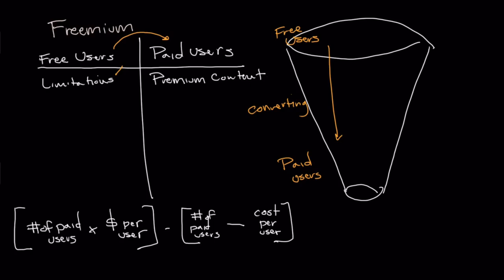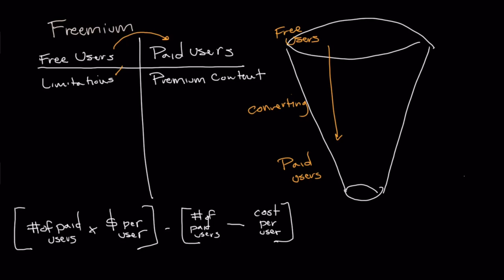Now, from a Spotify standpoint, the cost per user is typically licenses, right? Because every time someone listens to music, Spotify has to pay some type of licensing fee to the studio or the artist as compensation for using their intellectual property. So that's the first component there, is figuring that out.